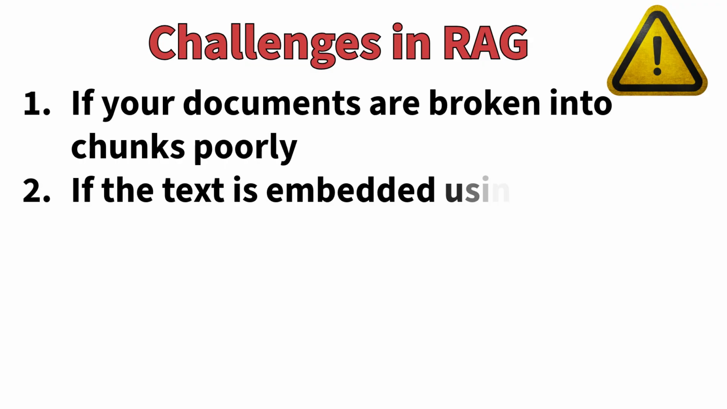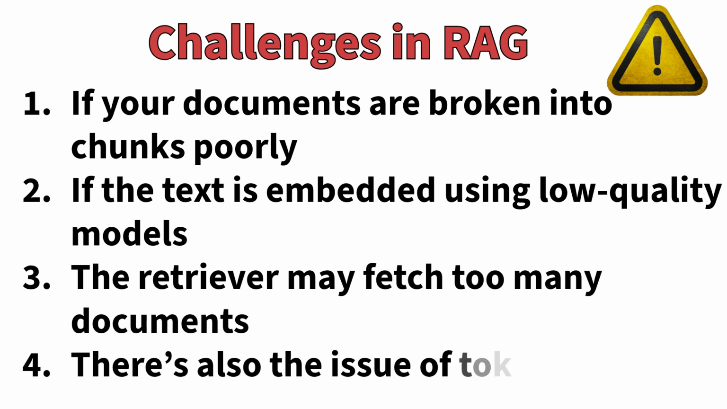RAG is powerful but not perfect. Let's talk about the rough edges. Even though RAG is a breakthrough in AI systems, it's not without its challenges. If your documents are broken into chunks poorly, the system may pull in irrelevant pieces, leading to confusing answers. Similarly, if the text is embedded using low quality models, the retrieval step itself becomes flawed and the final response falls apart. Sometimes the retriever may fetch too many documents, creating a noisy context where the actual answer gets buried in distraction.